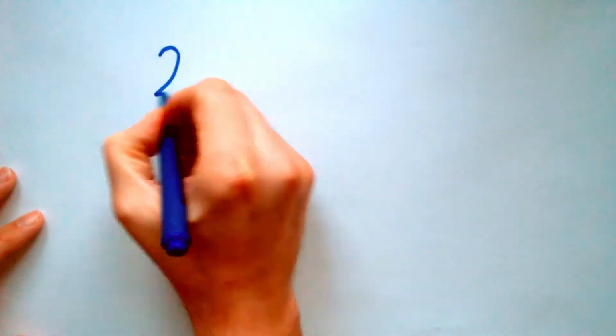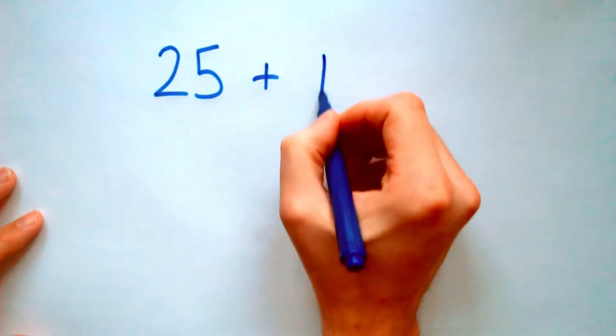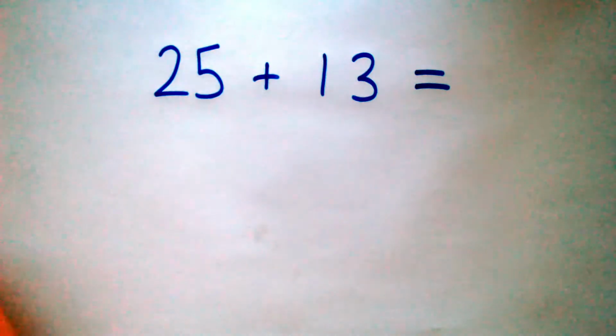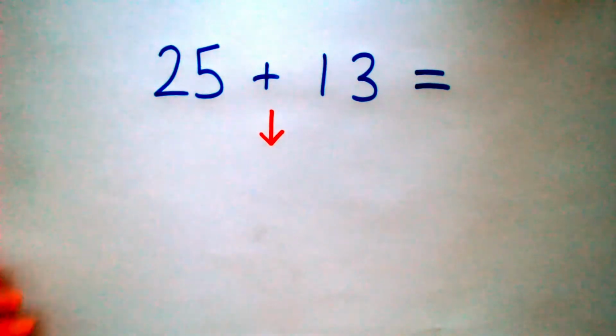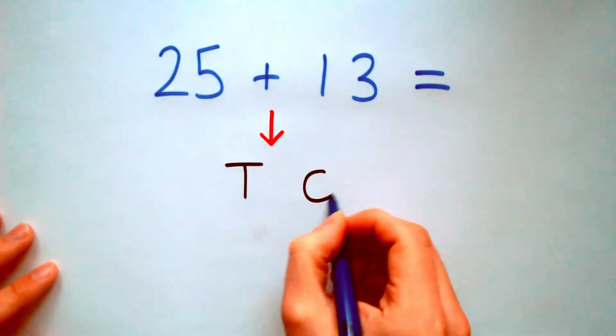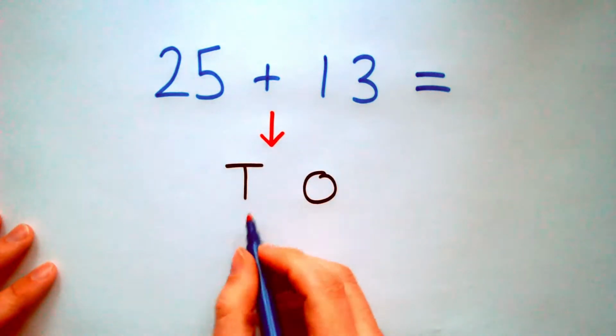Column addition is one of the ways we would add in year 2. It's a method that uses place value. If you'd like a recap on place value, there is a previous video on this. In this first example of 25 plus 13, we're going to lay it out using our place value grid.